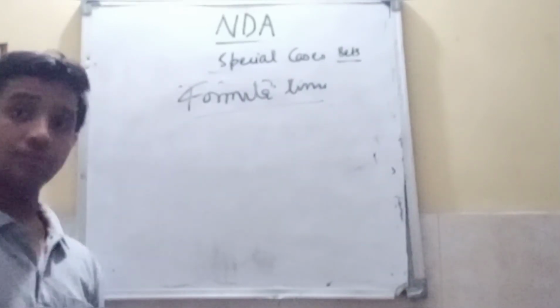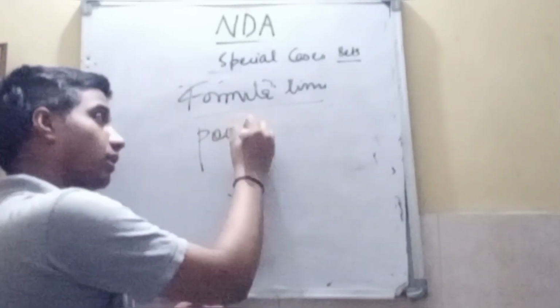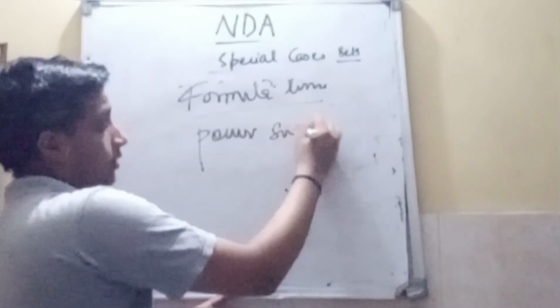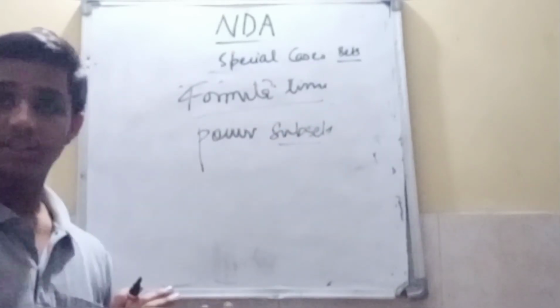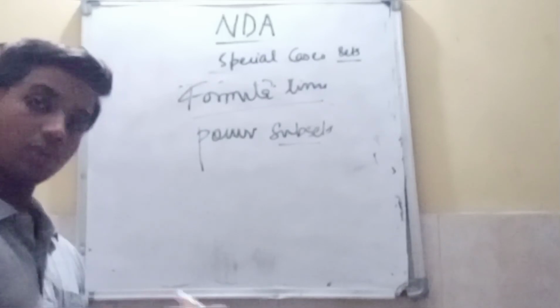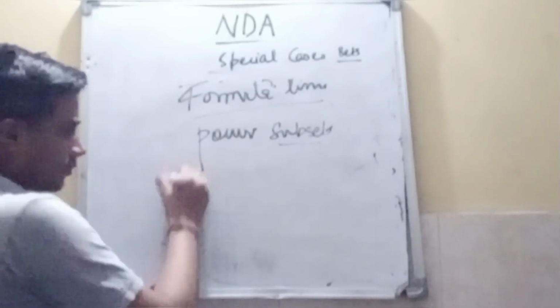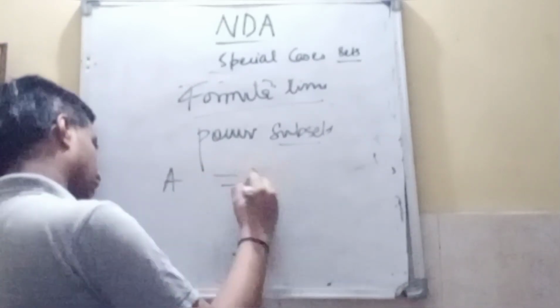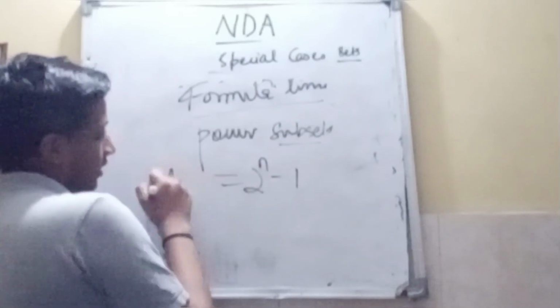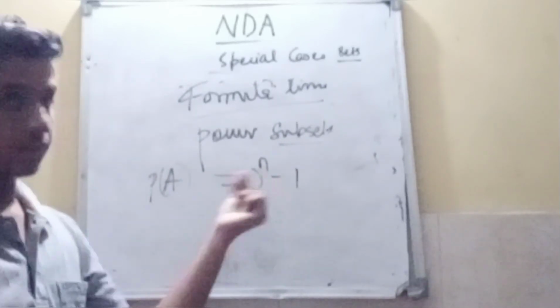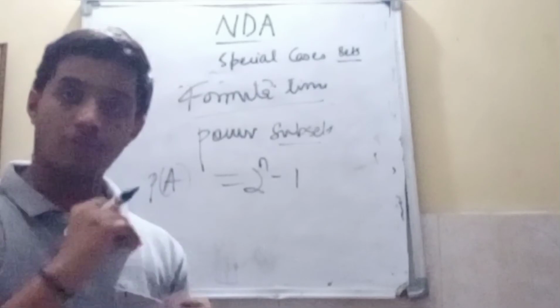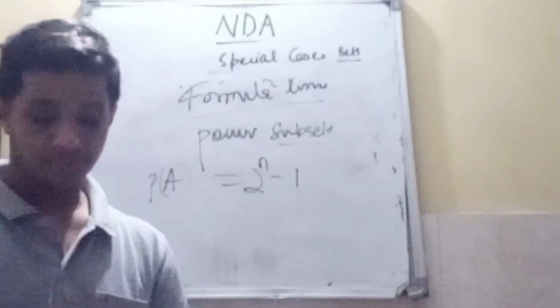But if we require the number of proper subsets, which is a subset in which the original set is not included, then the formula is 2 raised to power n minus 1. Simple. Because the original set is not included, so we reduce by 1.